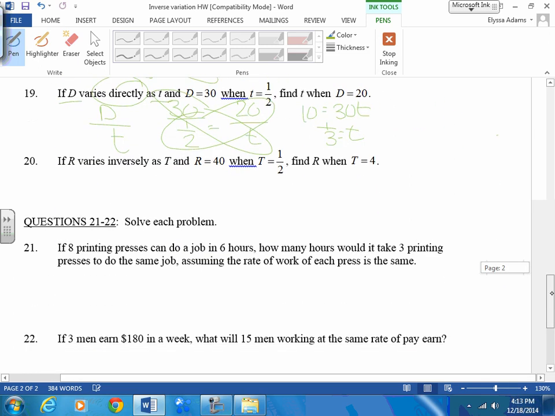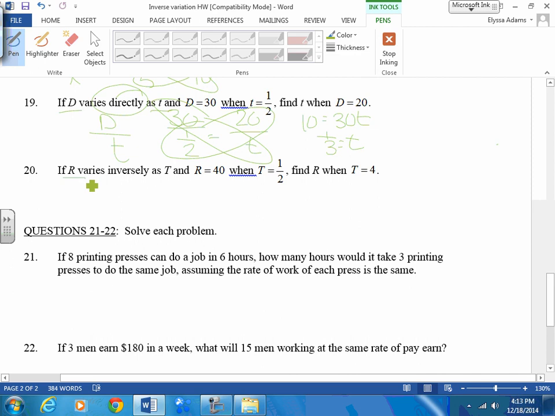R varies inversely as t. So inverse means we're multiplying r times t. And we've got 40 times 1/2. We want to find r when t is equal to 4. 1/2 times 40 gives me 20 is equal to 4r. Divide both sides by 4, r is equal to 5.